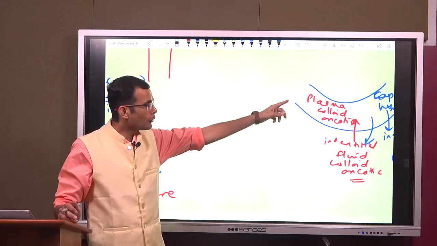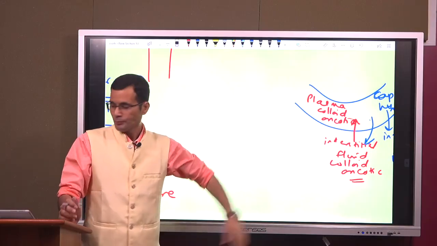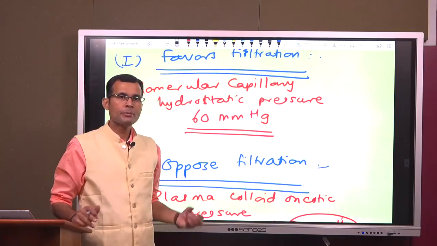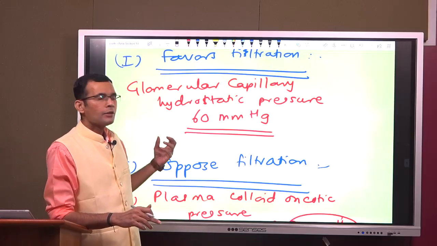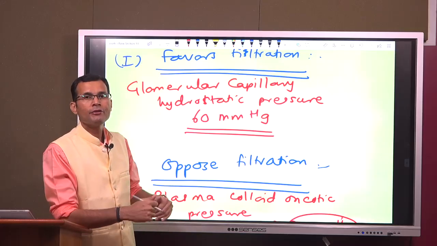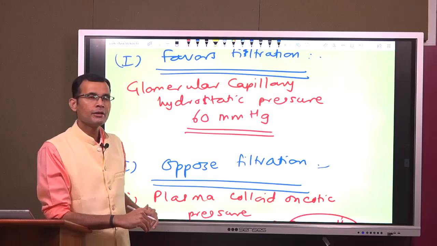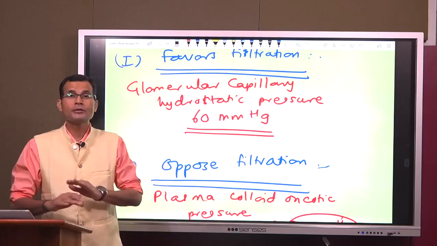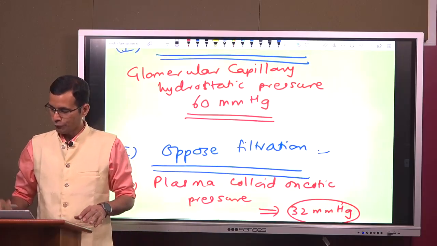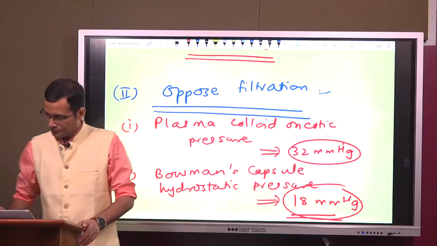Elsewhere in the body, the proteins do come out of the capillaries. But in the glomerular capillaries, because of the negative charges on the basement membrane and because of the large size, the proteins do not get filtered out of the glomerular capillaries to come into the Bowman's capsule. So therefore, there is no Bowman's capsule colloid oncotic pressure, and therefore there are only 3 instead of 4.